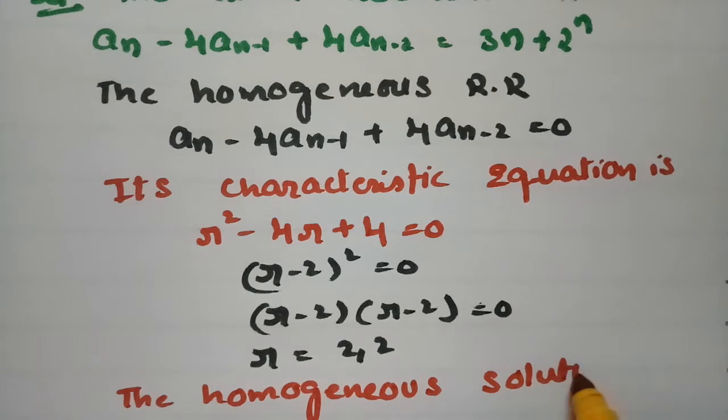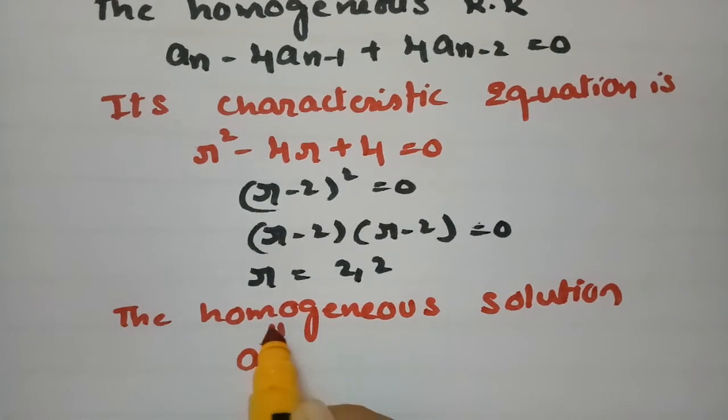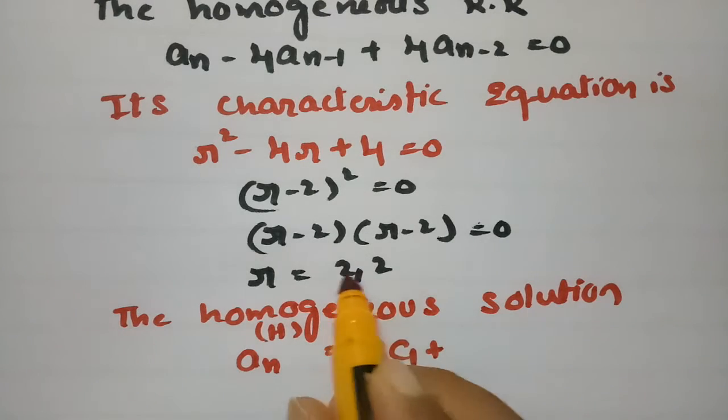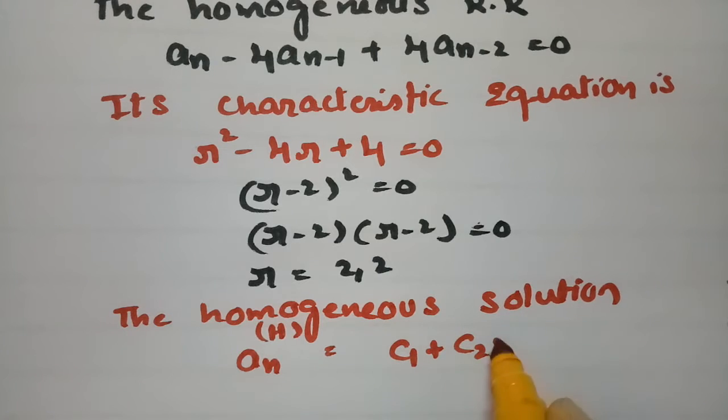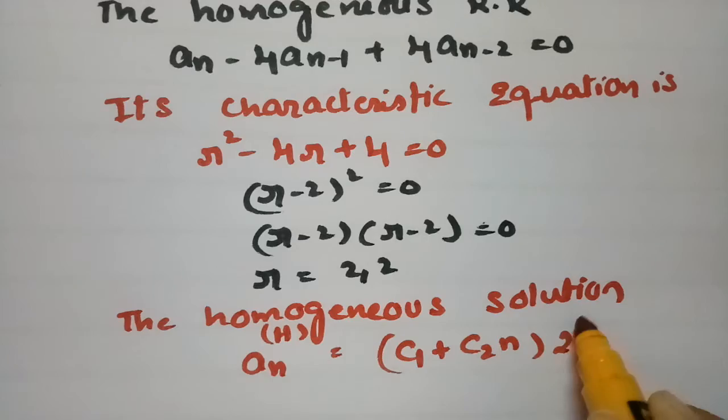The homogeneous solution is a_n^(h) = (c1 + c2 n) 2^n, as these are equal roots. And now coming to the particular solution.